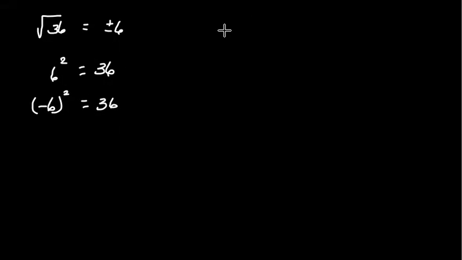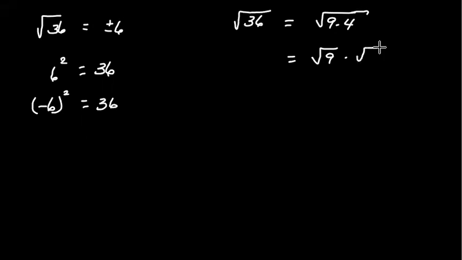What else do I expect you to know about square root? Well, the square root of 36 is the same thing as saying the square root of 9 multiplied by 4, because 9 times 4 is 36. Now, once I have this, I can separate them. I can say the square root of 9 multiplied by the square root of 4.